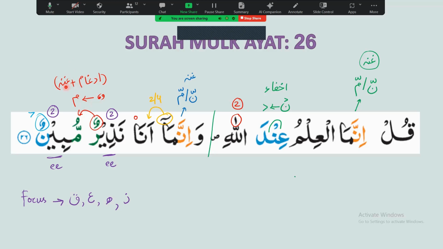With making ghunna as well, right? So we will say nadhirum. I'm also doing idgham, which is like assimilating the sound of the tanween into the next letter, meem: rum. But I'm also staying here on meem and making a nasal sound. So we will say rum mubin, right? I do not quickly say rum mubin, but I give time to this letter meem here, okay, and make a nasal sound.